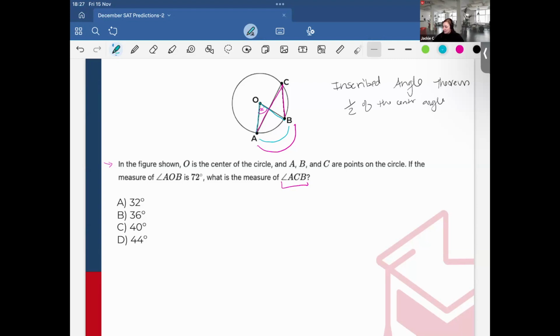So I know that ACB is just going to be 72 divided by 2, which is 36. And that's the answer. Simple. However, you have to know this theory in order to solve it. How amazing.